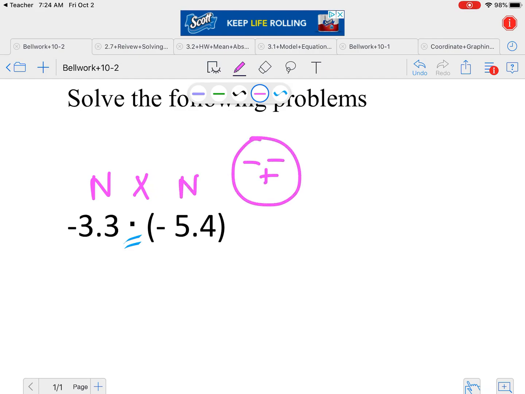Some people might like this face to help them identify if the answer is going to be positive or negative. So 3.3 was negative. 5.4 was negative. That means my answer has to be positive. So when you're working with multiple choice, this is going to help you eliminate some answer choices. So now what I'm going to do is multiply.